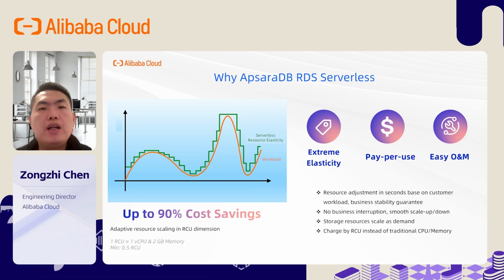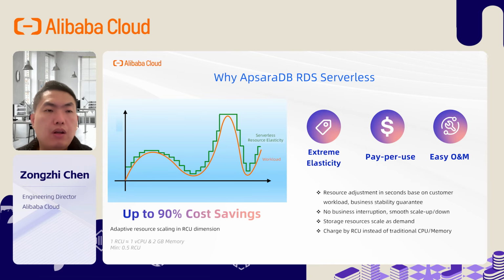So why use ApsaraDB RDS serverless? You can see from the picture, the green line is the serverless resource elasticity, and the orange line is the workload. The difference from the previous picture is that the serverless resource elasticity follows the workload. If the workload goes up, the serverless resource goes up, and if the workload goes down, the serverless resource goes down. So you don't waste any resource. It is extremely elastic, and it is pay as you go.